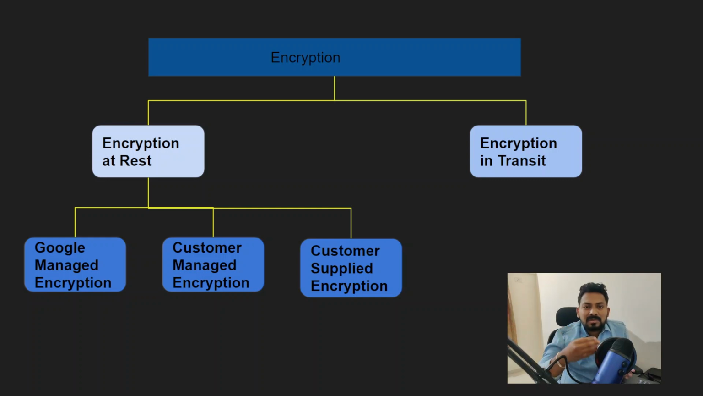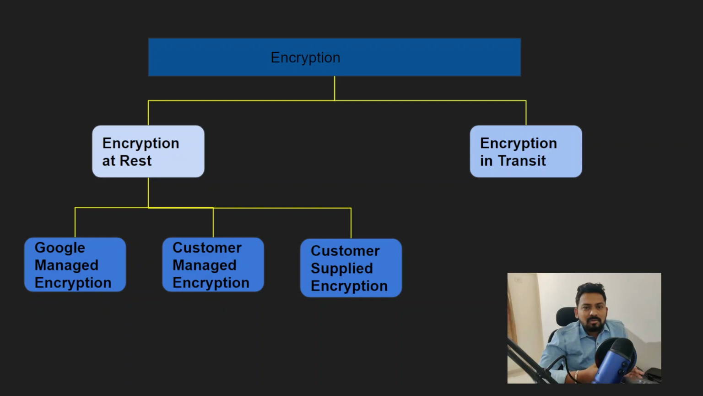What is the difference between customer managed encryption and customer supplied encryption? In customer managed encryption, you use a key created in Google Cloud KMS. In customer supplied encryption, you create your key externally and use that key to encrypt your data. Whenever you are storing your data, you have to use that key, and whenever you are accessing your data, you have to use that key. But whenever you are using a customer managed encryption key, you just give the path of your Cloud KMS key and you encrypt and decrypt your data. So that is a theoretical summary of these encryption methods in Google Cloud.